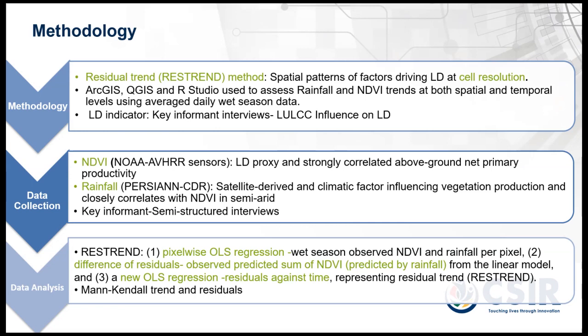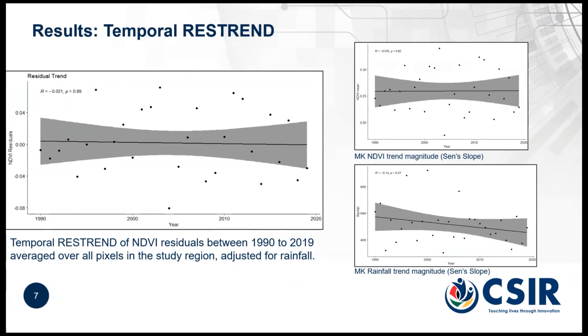So from the results, we had two results, the temporal residual trend and a spatial one. Firstly, I'll go through the temporal residual trend, which shows a negative residual trend R value of -0.021 that had a Sen's slope of -0.018, because we used Mann-Kendall to test the significance and magnitude of the trend. So on the left is the temporal residual trend, and it shows that the vegetation of the area is degrading, and the p value of 0.89, which is not significant, shows that degradation in the area is due to rainfall impacts.